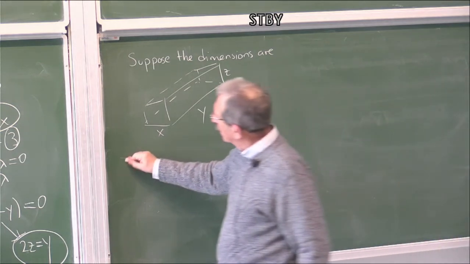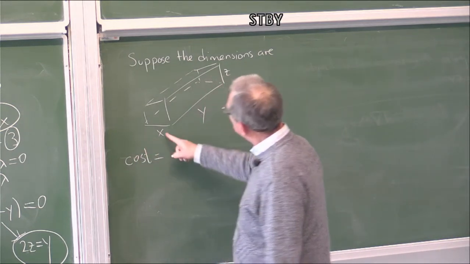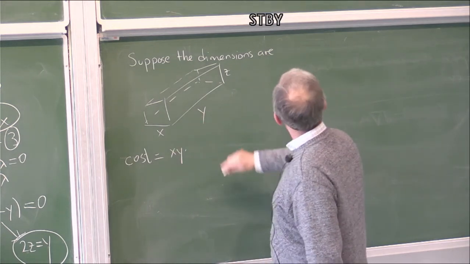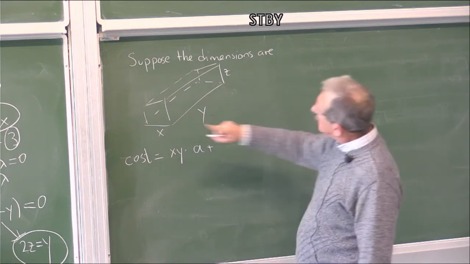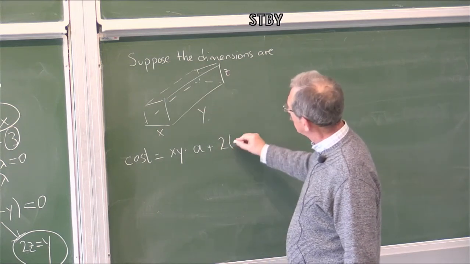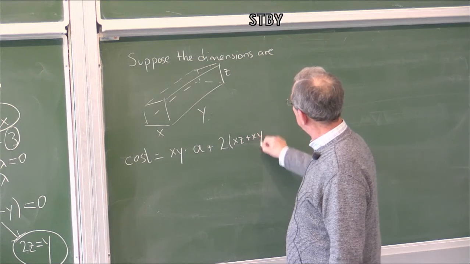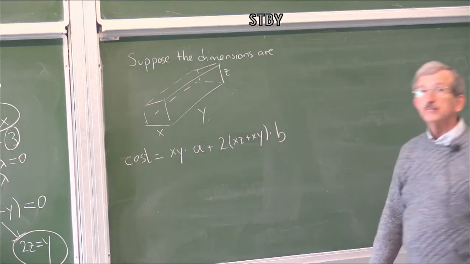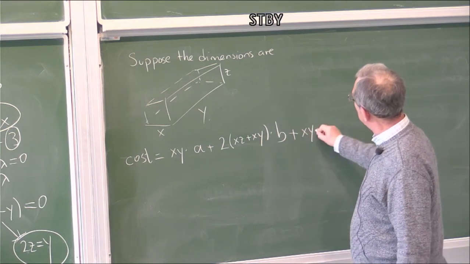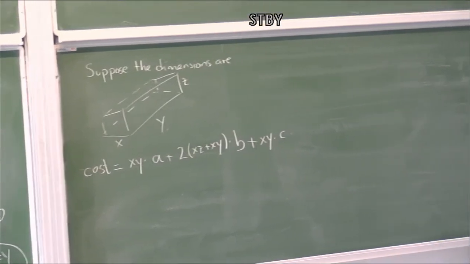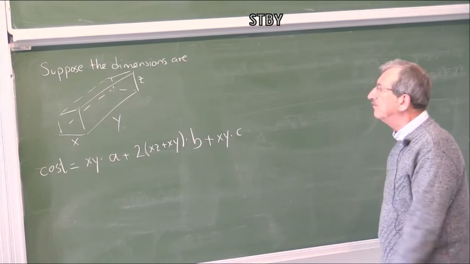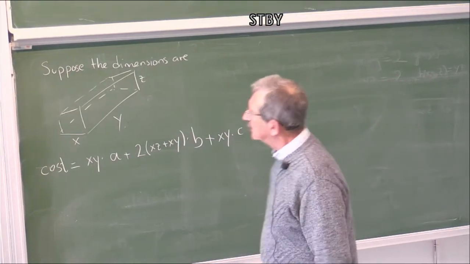Then, of course, the cost will be clearly the bottom. Well, the cost was A for the bottom. And the sides, well, the sides are XZ or YZ, and you have two of them each. And the cost is B. And finally, the top, well, the top is the same as XY, and you have C there. You have 6 sides. So this is the cost function. We want to minimize this.